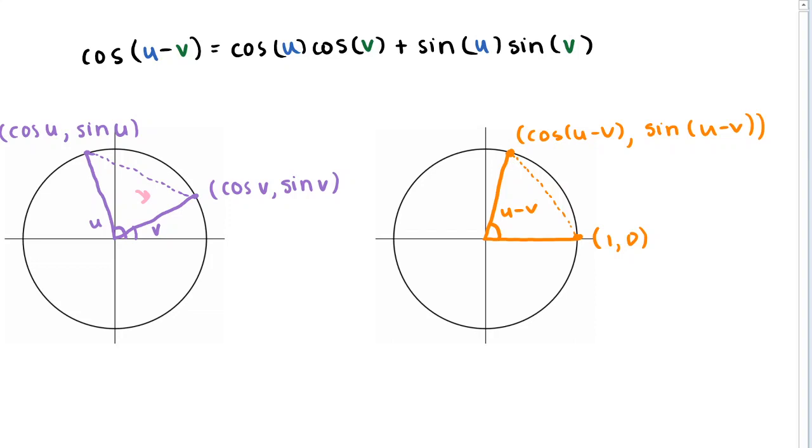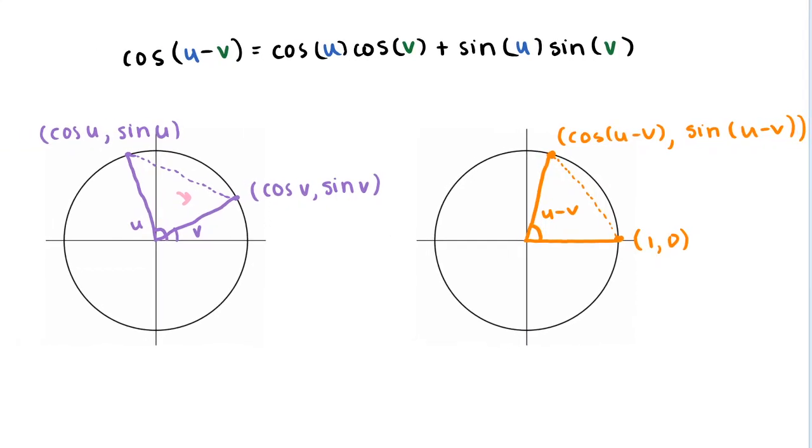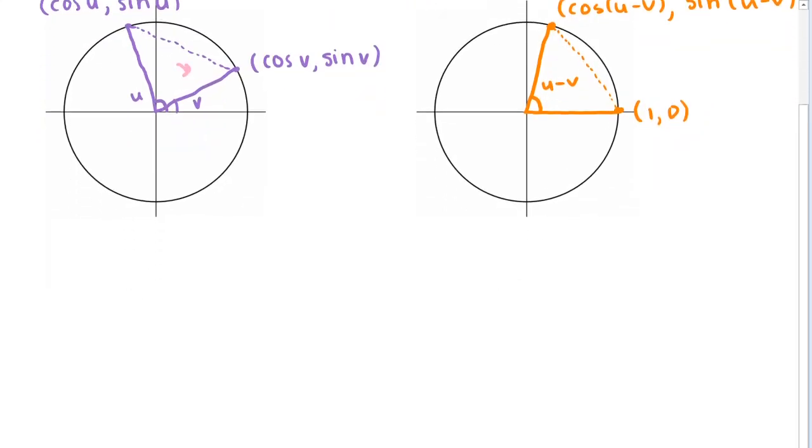And so the main idea here is that this dotted line in both of these triangles, the purple one and the orange one, these are the same lengths. And so if we use the distance formula to compute these lengths, we should get the same value every time. This is going to be the basis for proving our identity, so that these dashed lines have the same length. Let's go ahead and compute these distances using the distance formula.